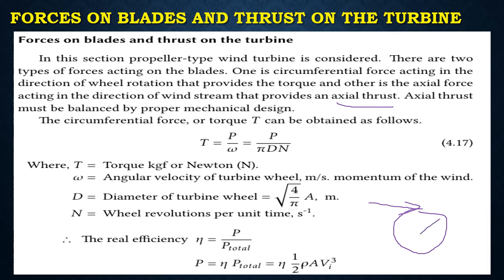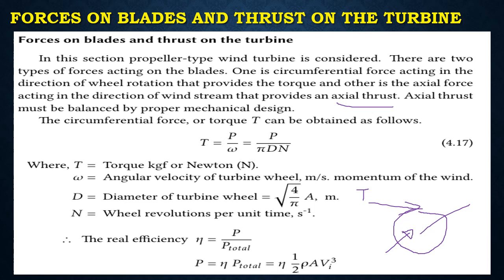And another one is, if this is the shaft, in the direction of the shaft the axial force or axial thrust is acting. So two forces are acting. One causes the torque and makes the rotor move. And the other is the axial force, which provides an axial thrust on the bearings.